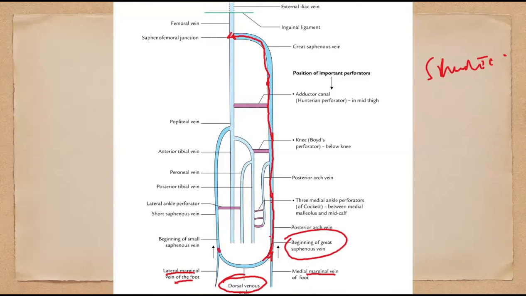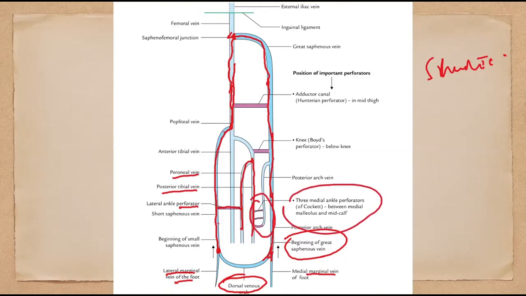From the lateral end of the arch arises the small saphenous vein that turns into the popliteal vein. The popliteal vein collects into the femoral vein only. So you see, peroneal vein, posterior tibial vein. See, this is the perforator, right? And they are the perforators. This is the venous system of the lower limb.